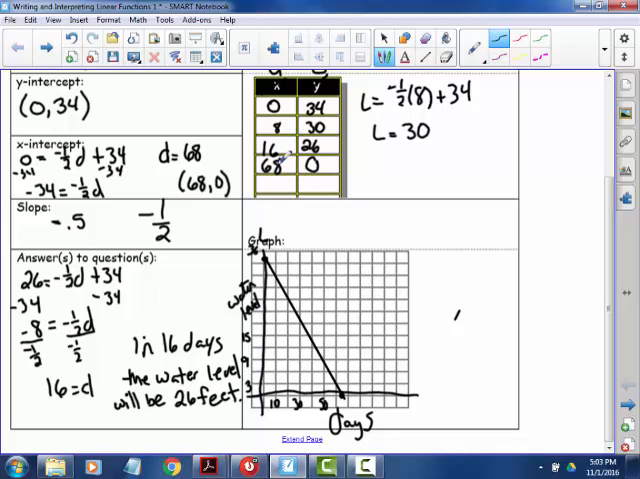I could continue past the 68, but that just seems silly because we know that once the water is done, it's kind of done. It doesn't start digging a hole into the riverbank. Okay, so that is how I want you to answer the questions on your worksheet today.